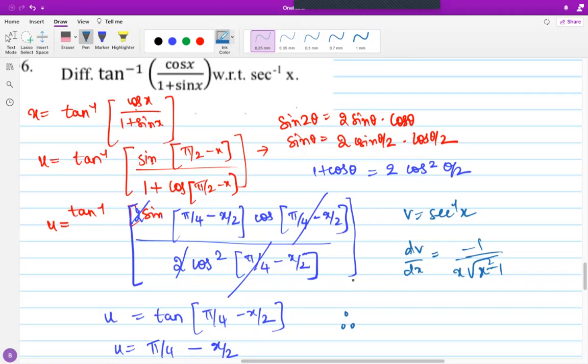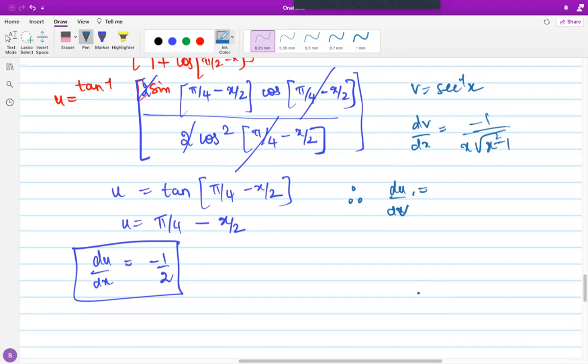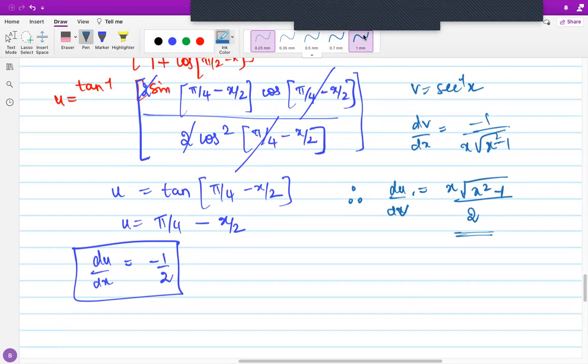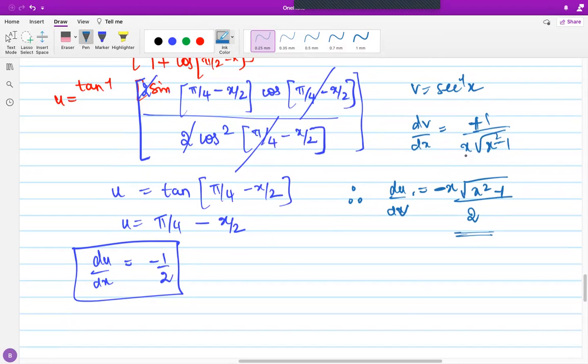Therefore, we have to find out du by dv. The denominator, nothing is going to happen, so x into the reciprocal. You have to take the reciprocal. Try it out by your own. Negative negative cancels, so divide by 2. So this is the answer. Secant is positive, right? So that means negative minus, this is positive. Yes, this is the answer.